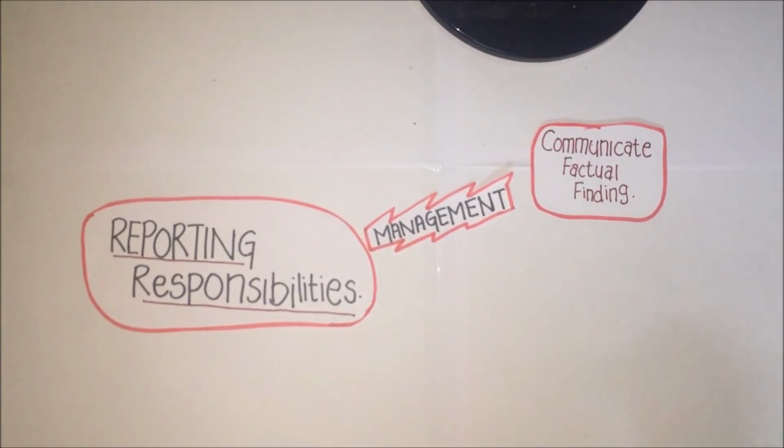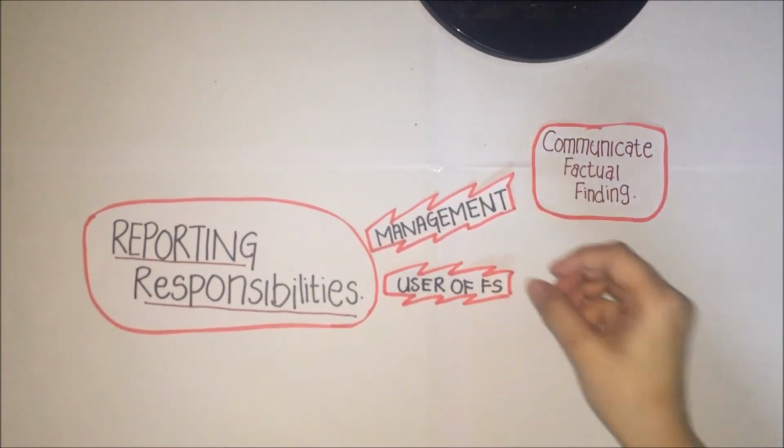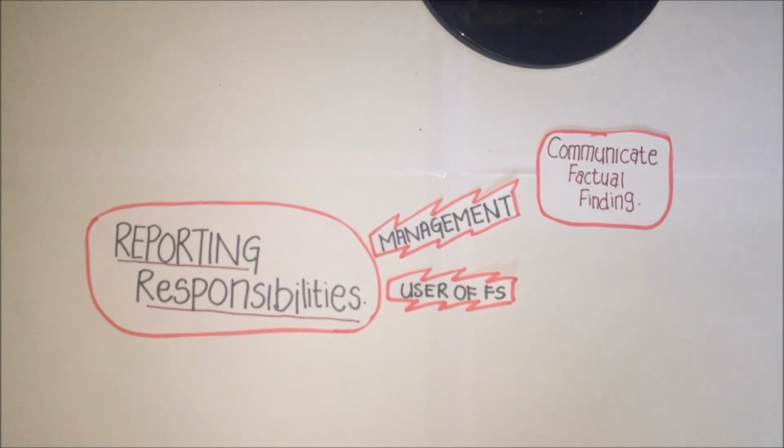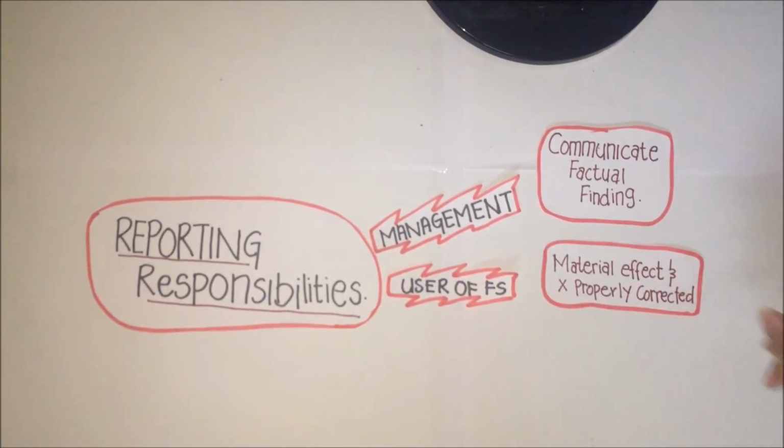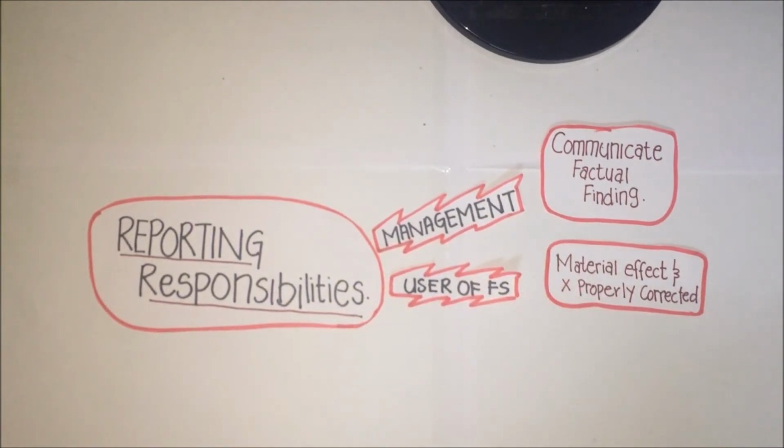For the next one is user of the auditor's report on the financial statement. The auditor concludes the fraud or error has material effect and not properly corrected in the financial statement.